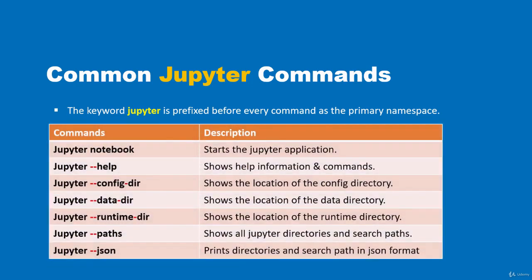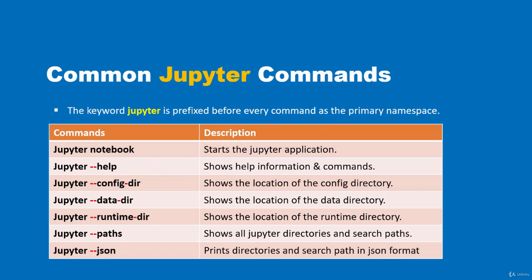So this is a table here, and we have some useful and commonly used Jupyter commands. First one here in the table is the command to start the Jupyter Notebook. You just type in jupyter space notebook, and that will start the Jupyter Notebook application. If you want to see all the available commands that Jupyter has, and you want some information as well, you just type in jupyter space --help, and that will show you the available commands that Jupyter has.